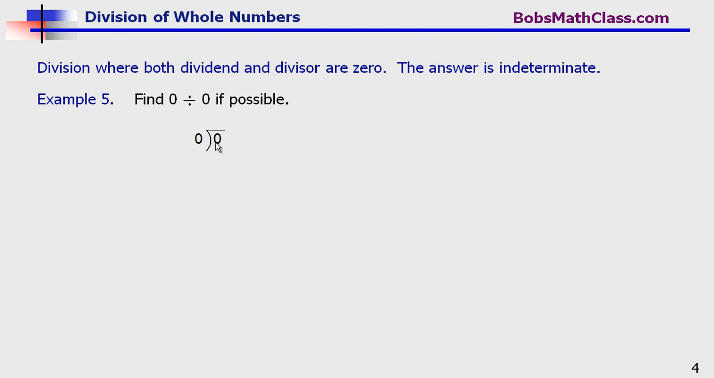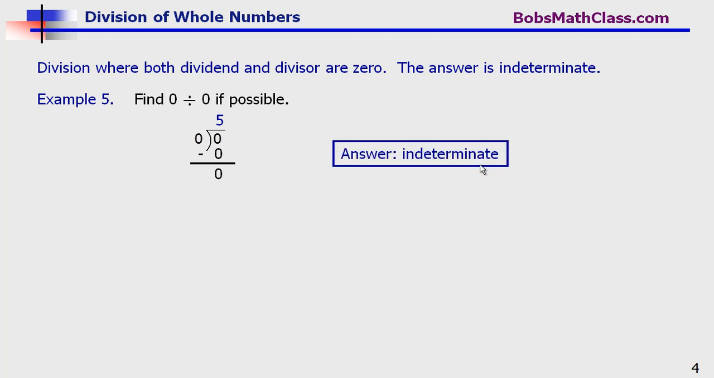They're both 0. What number can you put above the division that would give you a 0 without a remainder? You can put any number, actually. Let's put 5. 0 times 5 is 0, and there's no remainder. So any number will actually work. But what we're going to write is indeterminate. So when they're both 0, the answer is indeterminate.